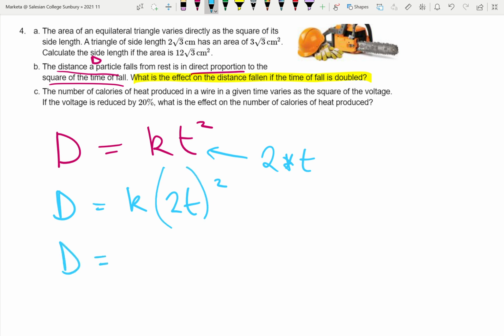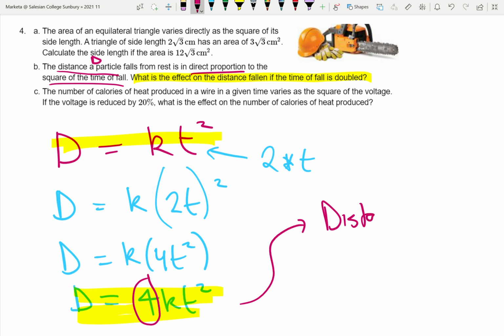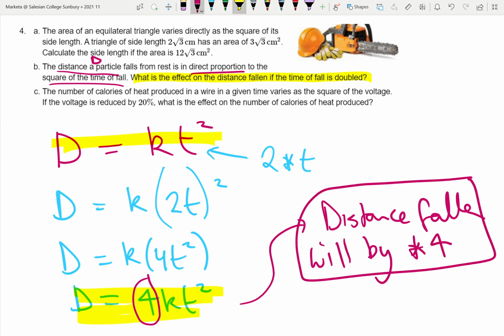So we get d equals k 4t squared. So I've squared 2 and I've squared t. And now, that means d equals 4kt squared. And this now shows us an answer. We've got this and we've got this. So when we doubled the time of the fall, what happened? Our whole thing was times by 4. So it must mean that the distance fallen will be times by 4. All right.